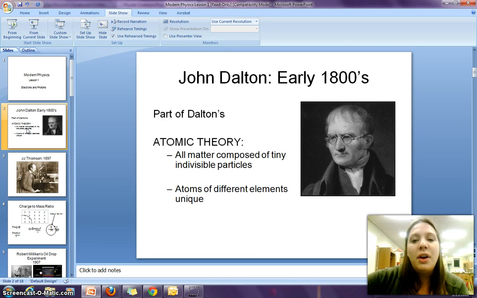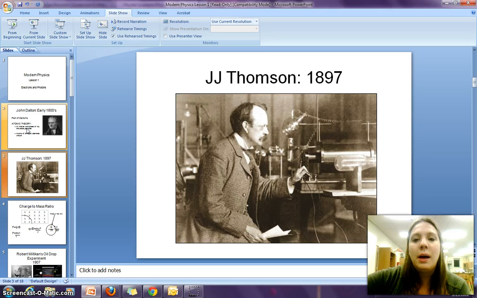Okay, and then he thought atoms differed and we had different elements. We knew about different elements, and so he thought those atoms were different for different elements, but he really wasn't sure how. Okay, so along came J.J. Thomson in the late 1800s, and in 1897 he conducted an experiment with cathode ray tubes.